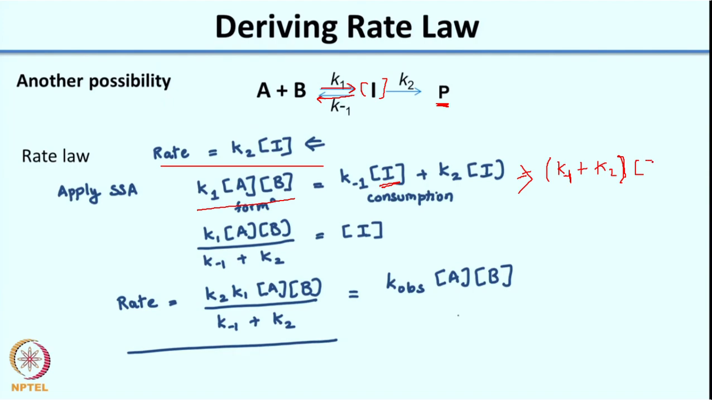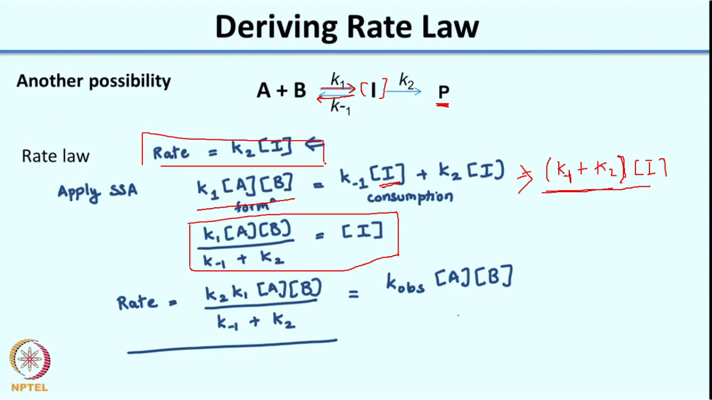This will be your equation. Then this K minus 1 plus K2 will go to that side in the denominator, and we will get this equation, that means the value of I. Then we will substitute the value of I in our rate equation, which we have written earlier, and then the rate equation will become equal to K2 K1 concentration of A concentration of B divided by K minus 1 plus K2.